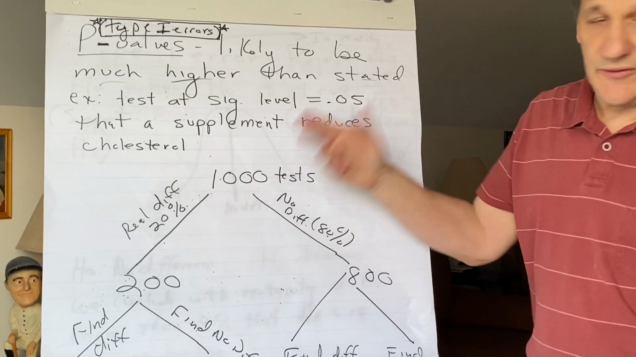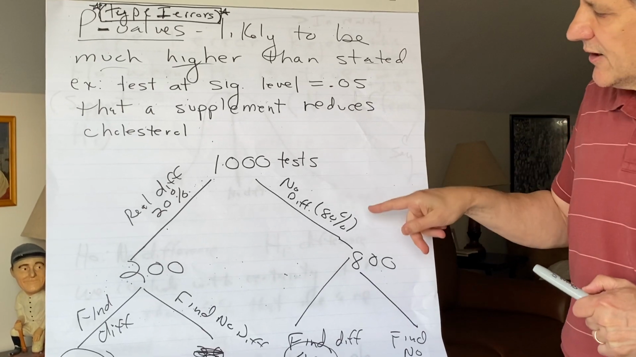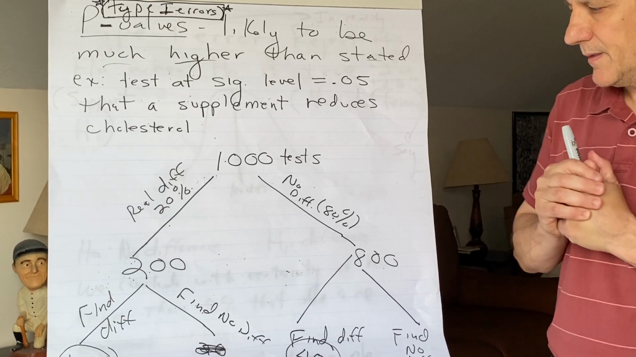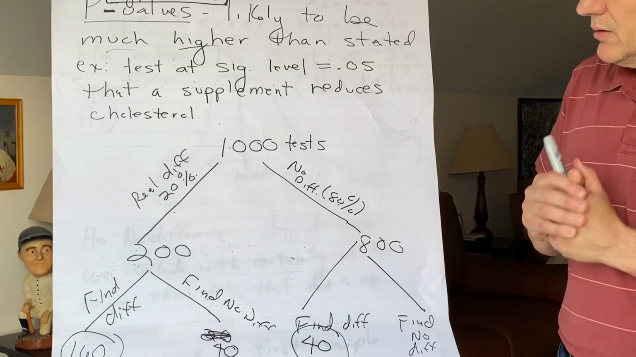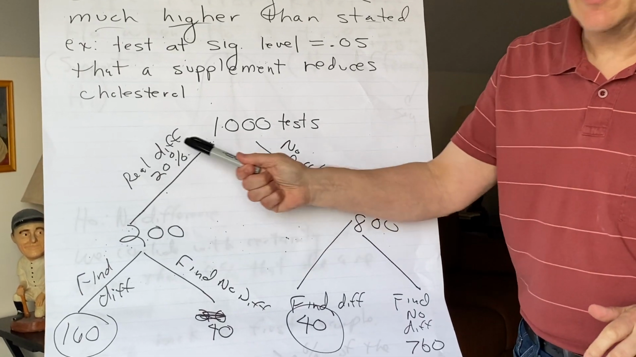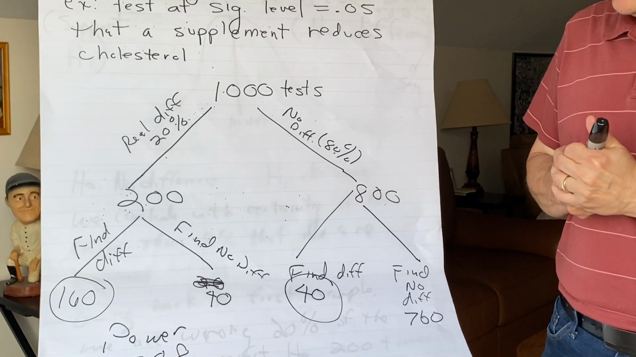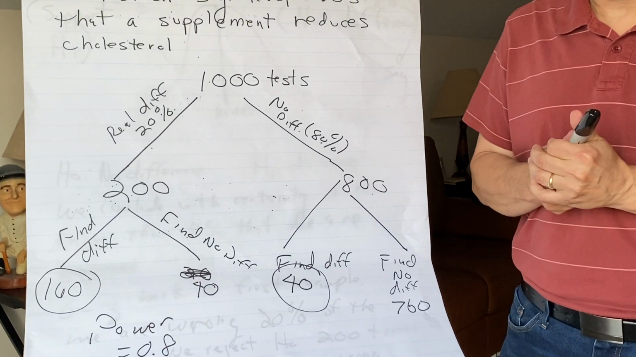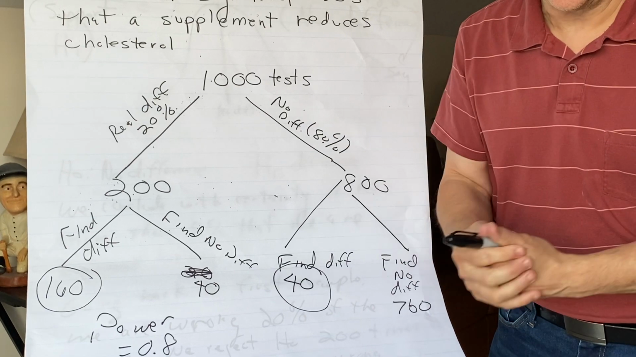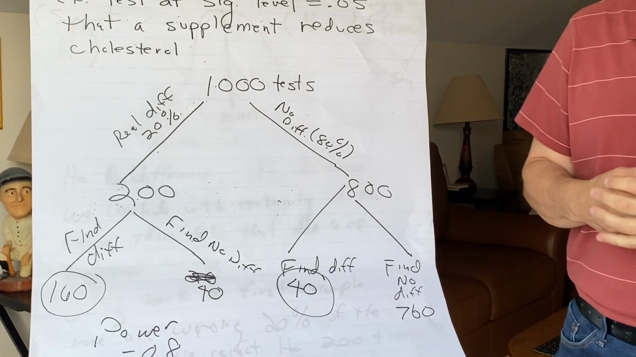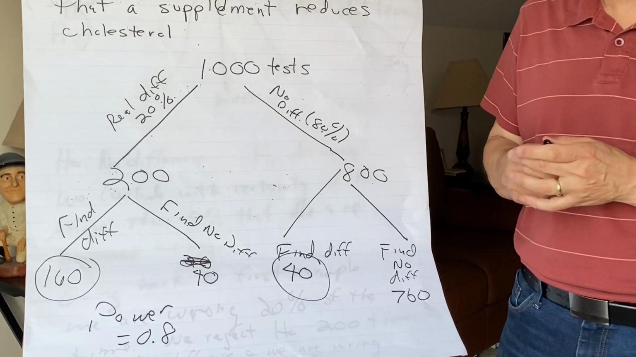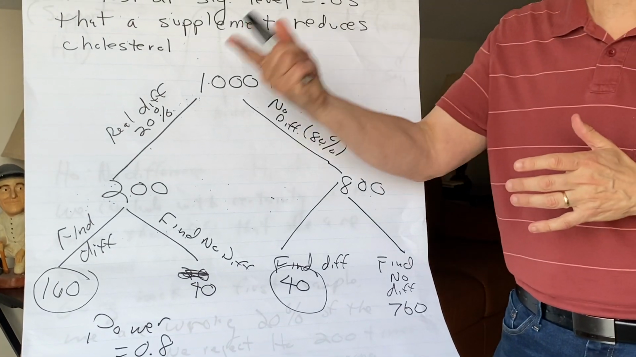Well, that's 200 out of 1,000 times, right? And there's no difference 80% of the time. Okay. Well, of the 200 times that we are speculating there might be a real difference, we believe that we will find that difference 80% of the time. That's actually called the power. The power of a test is the probability of finding a difference where there is a difference.